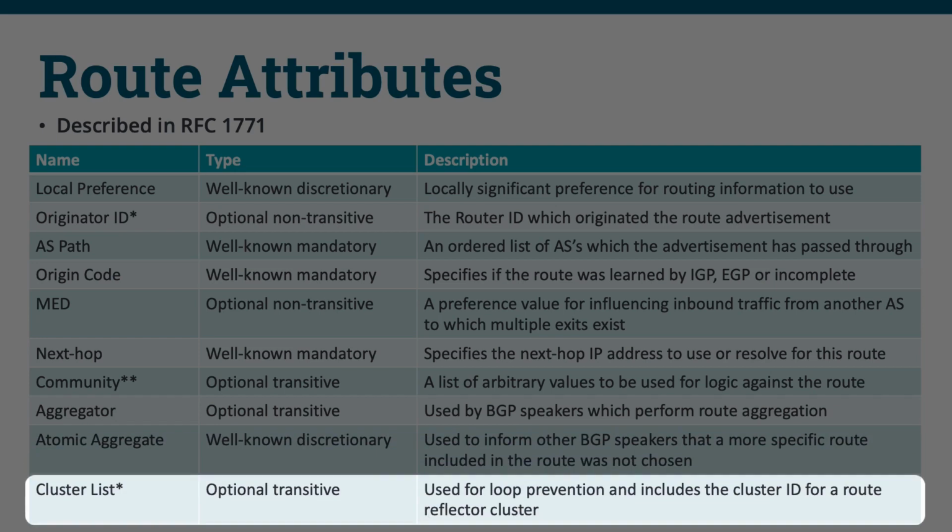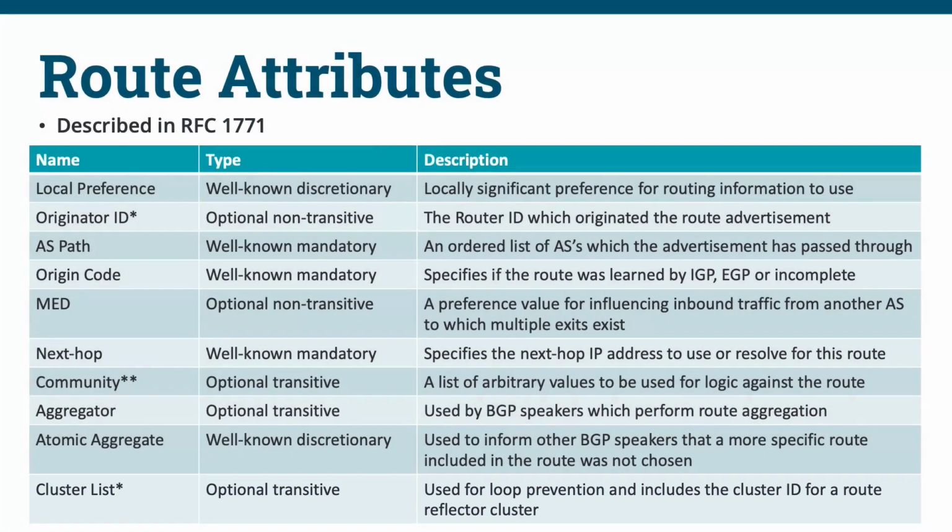Finally, the cluster list attribute, like the originator ID, is used in loop prevention when route reflectors are used in an iBGP environment. Since route reflectors are not covered by the JNCIS ENT, we won't go into further detail there.